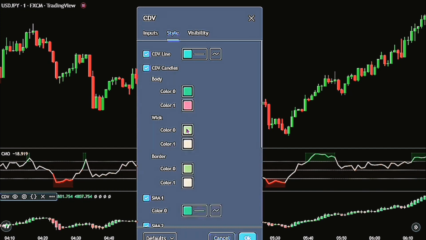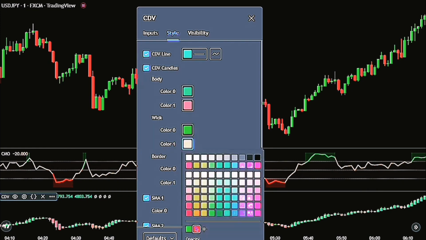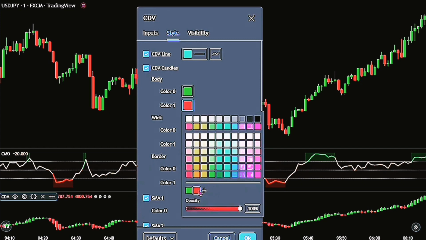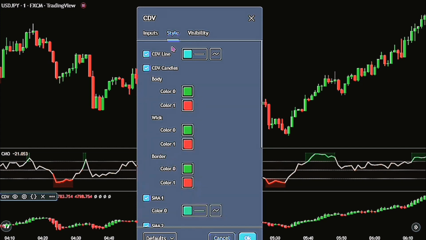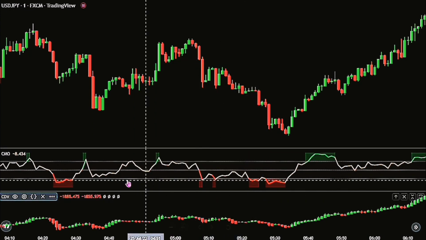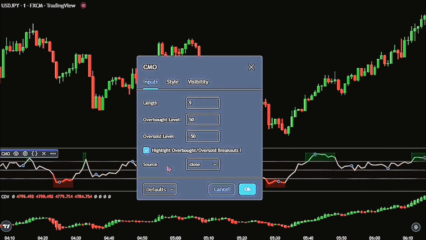So we're going to double click on the Cumulative Delta Volume and change these bulls to better green and the bears to better red. And for the inputs, we would leave it just the way it is on the defaults. After that, click on the OK button.